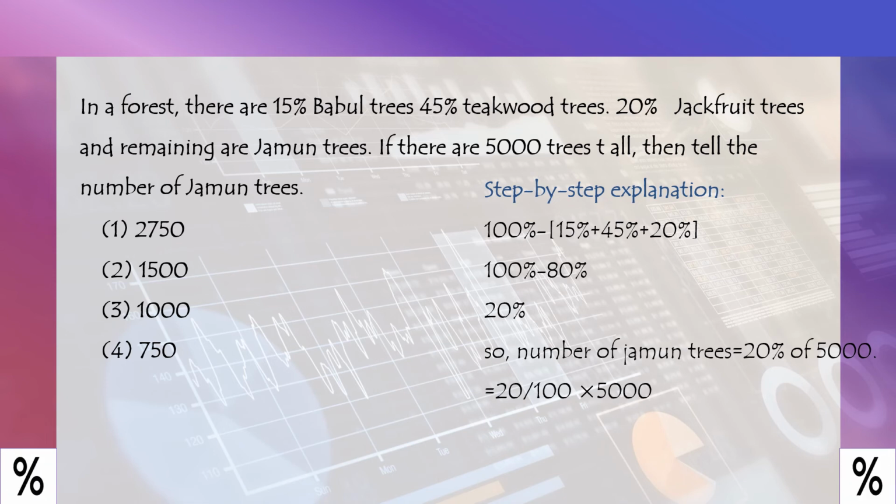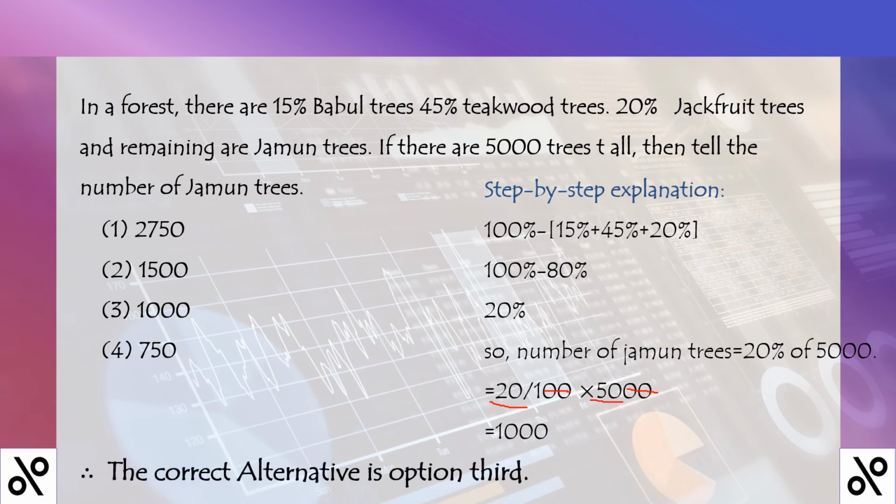So if you cancel out the zeros, see, you can simply cancel out these 2 zeros with these 2 zeros. You will be left with 20 into 50. Okay, so 20 into 50 gives you 1,000. So the correct alternative is option number 3, that is 1,000. So the number of jamun trees is 1,000.